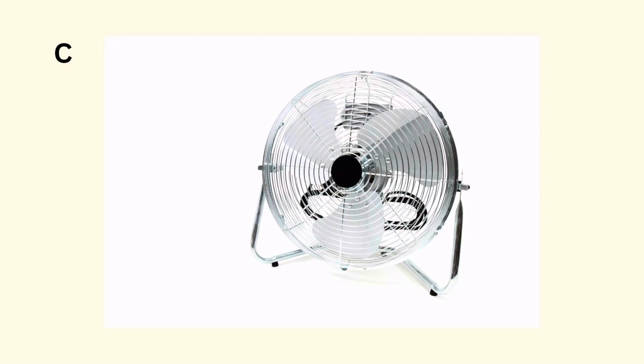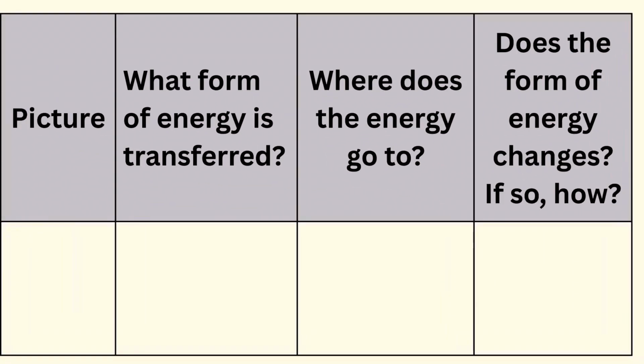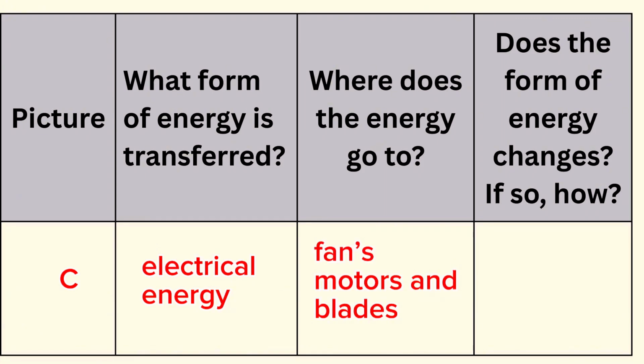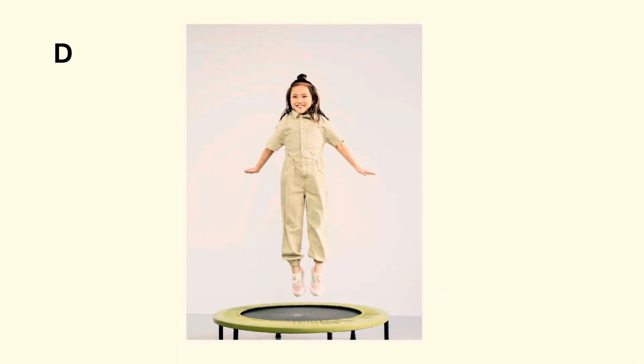Picture C is showing an electric fan. What form of energy is transferred? The fan uses electrical energy from an outlet. Where does the energy go to? The electrical energy is transferred to the fan's motor and blades. That's a form of energy change. If so, how? Yes, the electrical energy is primarily converted into movement energy and some sound energy and heat energy. Let's look at picture D.